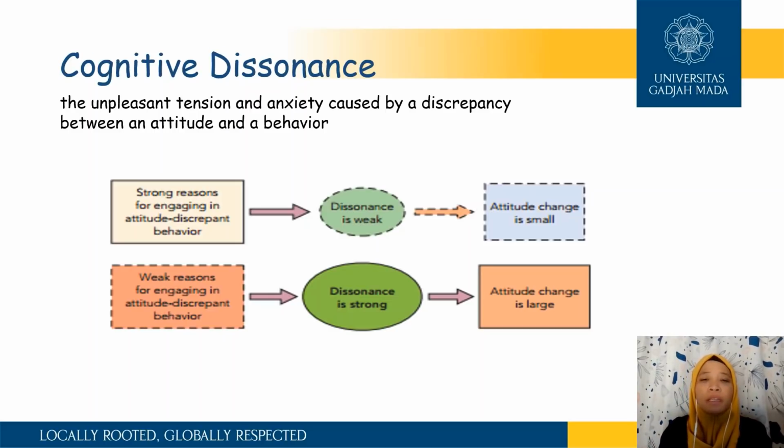So basically, cognitive dissonance is when you experience a discrepancy between your attitude and behaviors that might actually change your attitude about something. And the way to reduce the cognitive dissonance could be by actually changing your attitude about that particular thing that you have very strong feelings, a strong attitude about.